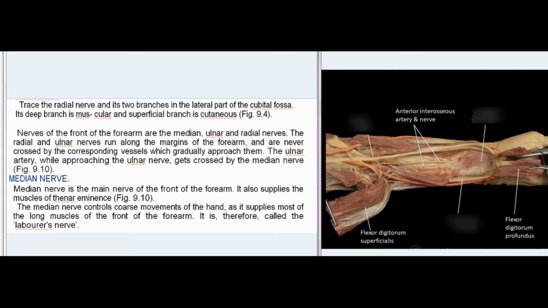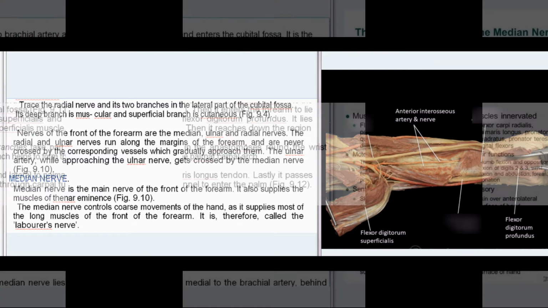Median nerve. The median nerve is the main nerve of the front of the forearm. It also supplies the muscles of the thenar eminence, Fig 9.10. The median nerve controls coarse movements of the hand, as it supplies most of the long muscles of the front of the forearm. It is, therefore, called the laborer's nerve.